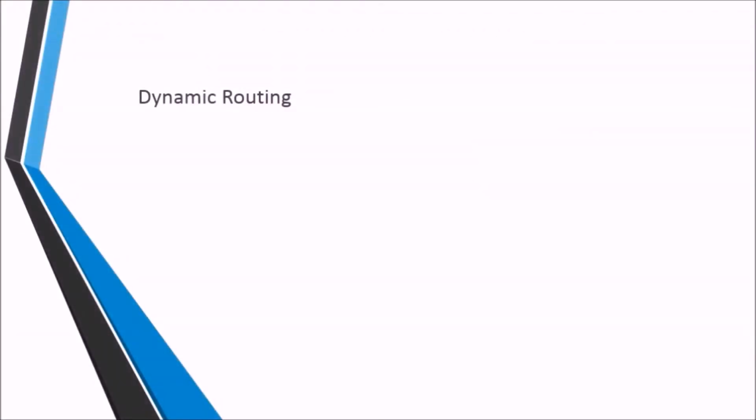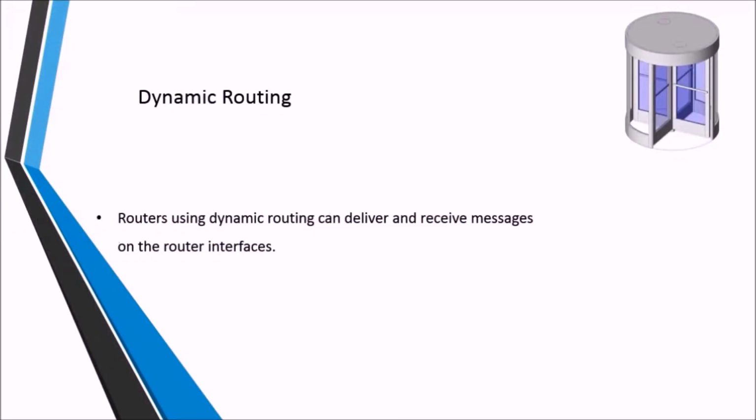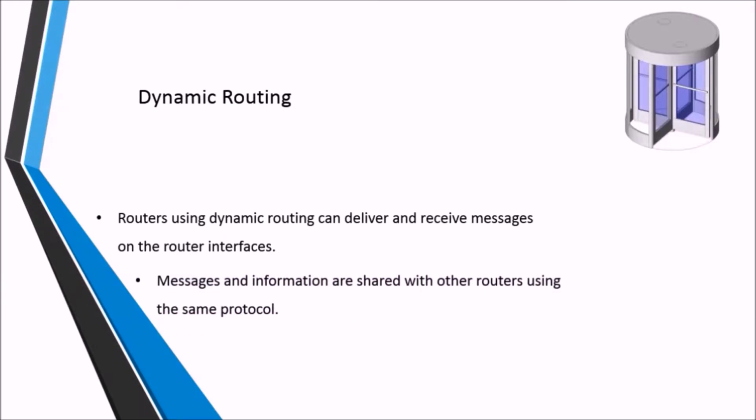Unlike static routing, where all the paths are manually configured, dynamic routing is easier to set up and can be managed by the router itself. The router delivers and receives the routing messages on the router interfaces. The routing messages and information are shared with other routers, which use exactly the same routing protocol. And whenever a router finds a change in the topology, the routing protocol advertises this topology change to the other routers.